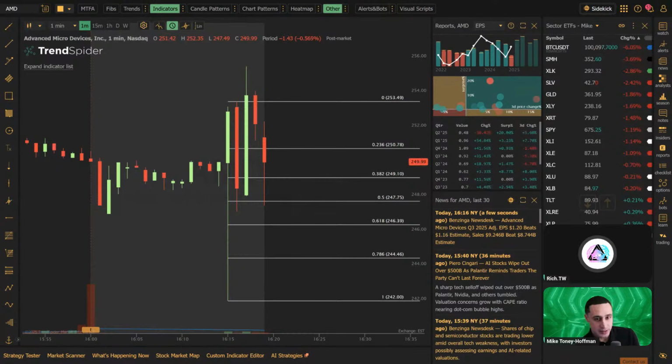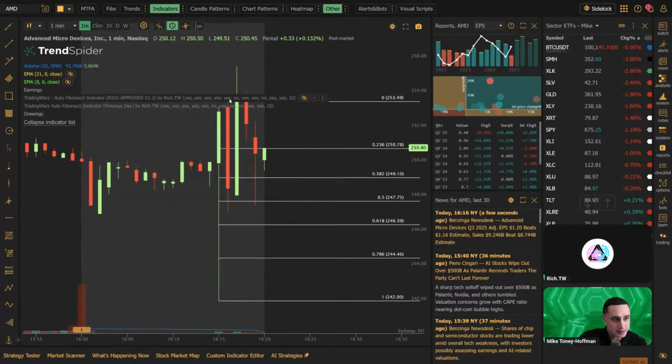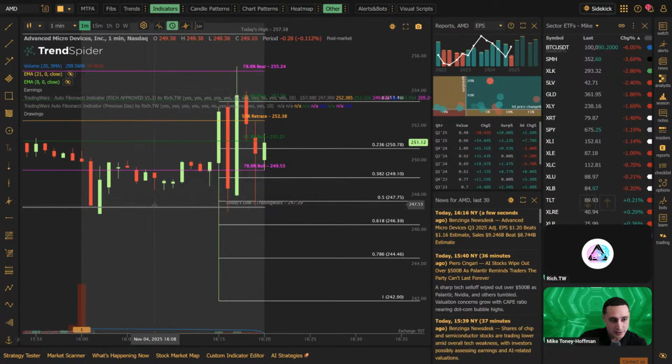I wonder if they're going to hold that 50% retracement again. That would be interesting. Look at that. Yeah, another reaction. That's interesting. Let me put your indicator up real quick. It's interesting to see. It's actually today's low as well, just right below it.